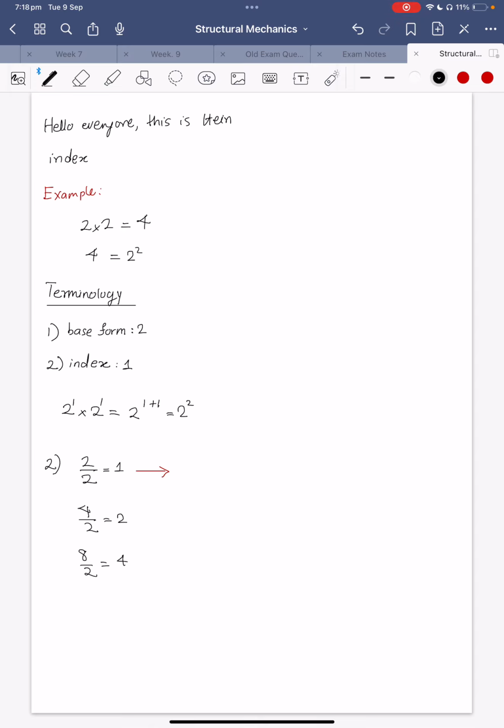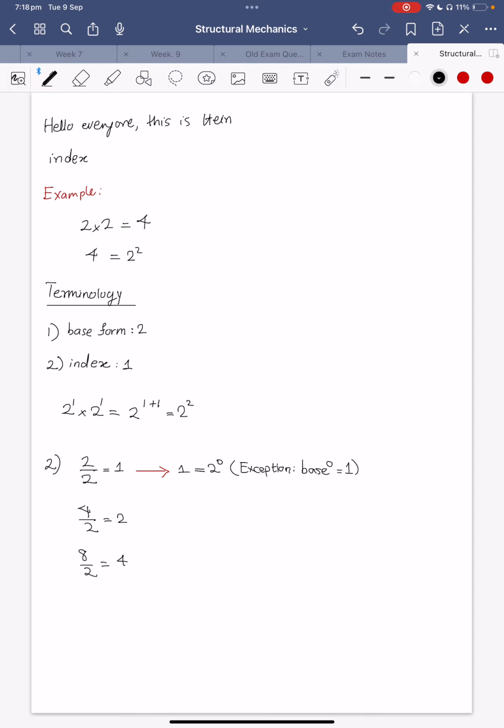But then 1 is essentially 2 to the power of 0. So the exception is: whatever the base is, if the index is 0, you get a result of 1.